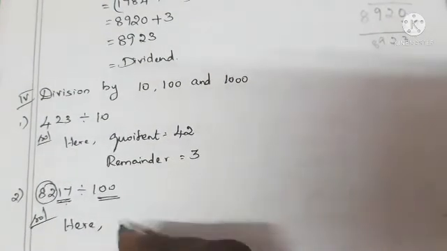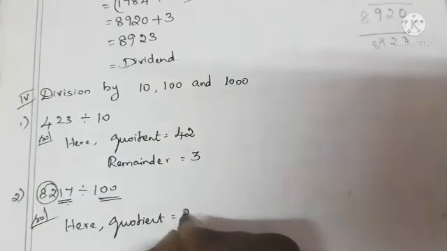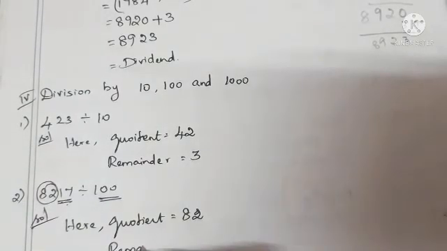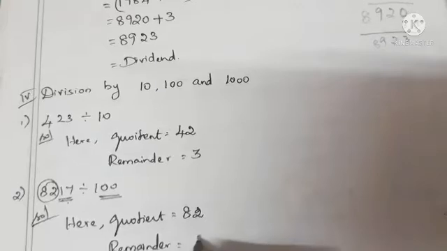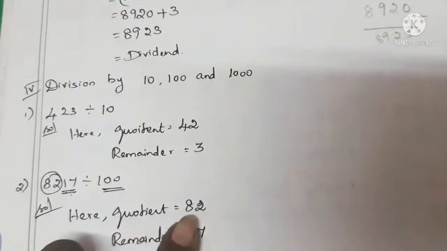So we can write here quotient is equal to 82. Quotient is 82, and the remainder is what? Remainder is equal to 17. So 17 is the remainder and 82 is the quotient. I understood this. Then look at the next one.